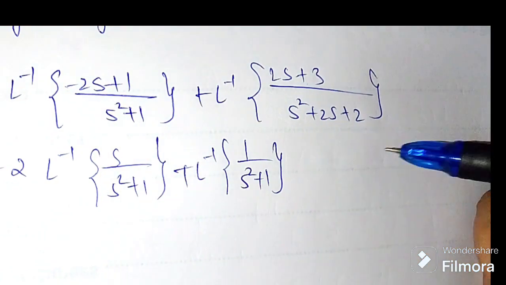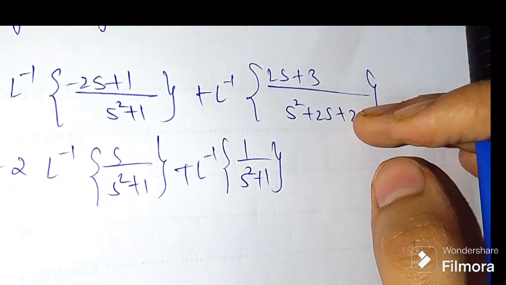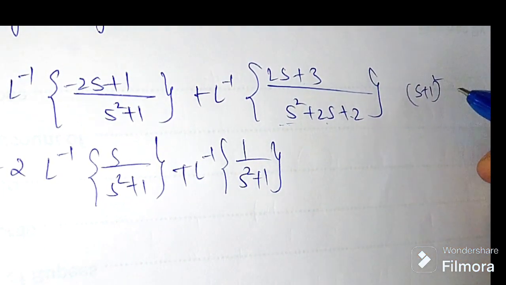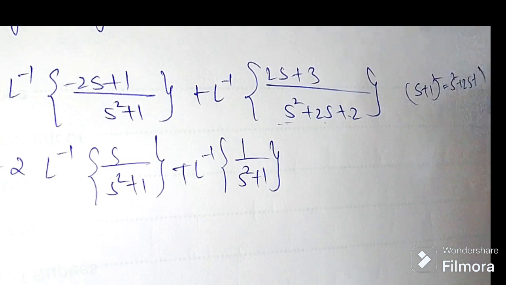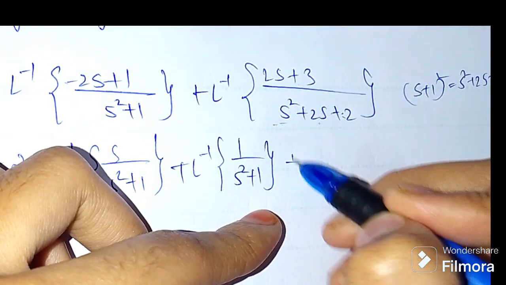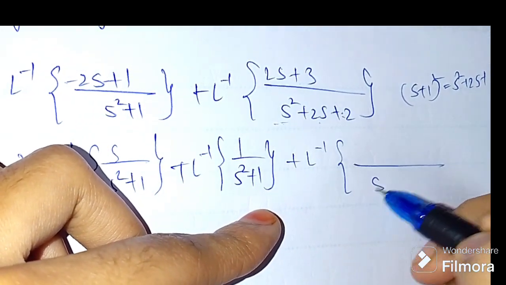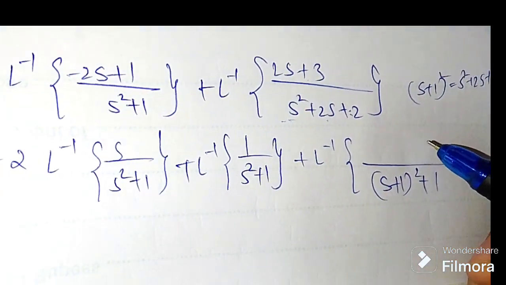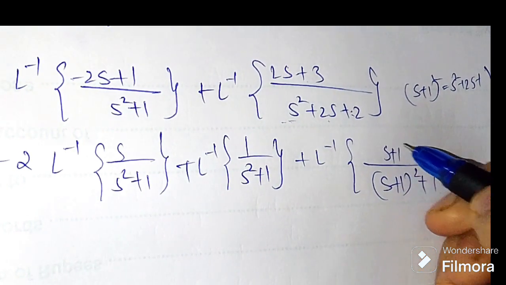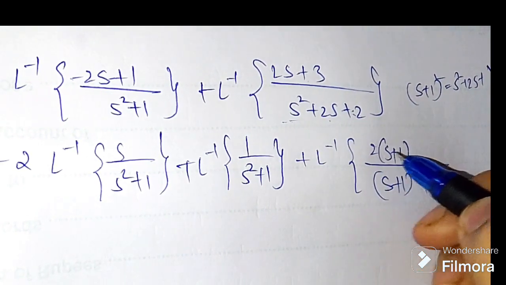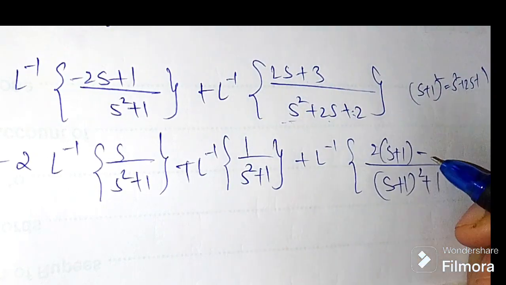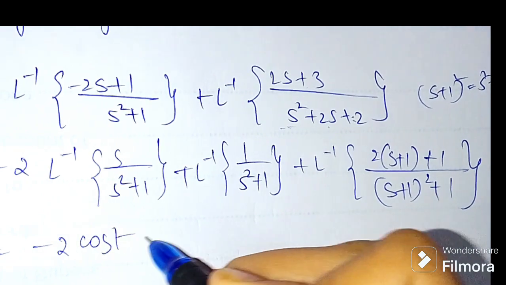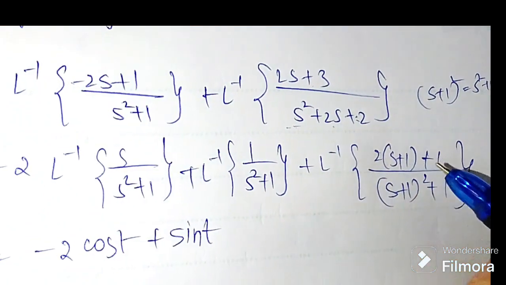But see this term, to use first shift property I need something. So before, I said to check for s plus 1 whole square, which is s square plus 2s plus 1. So I can write it as s plus 1 whole square plus 1. So I want to create s plus 1 in the numerator also. So how will I create s plus 1? Here 2s is there, so multiply to get 2s plus 2, but I need to get 3, so I'm adding 1.